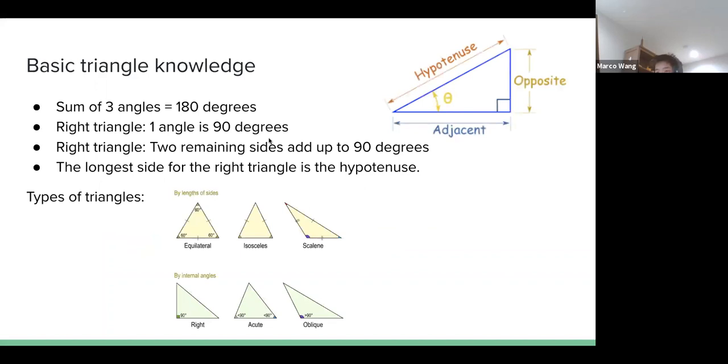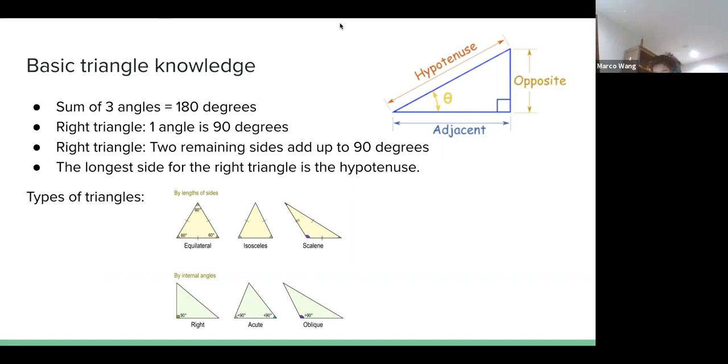Basic triangle knowledge. Here are some basic facts about triangles. The sum of the three angles is 180 degrees. In a right triangle, there's one angle that is 90 degrees, and the two remaining angles add up to 90 degrees. The longest side of a right triangle is called the hypotenuse.